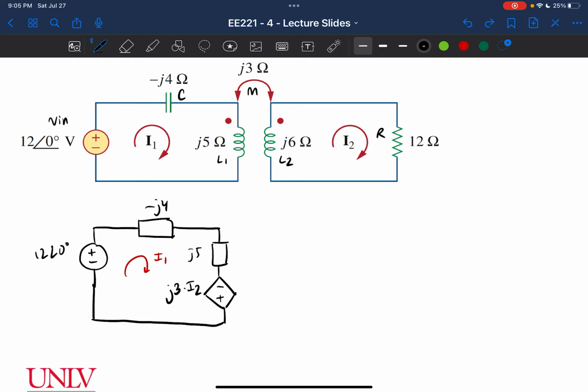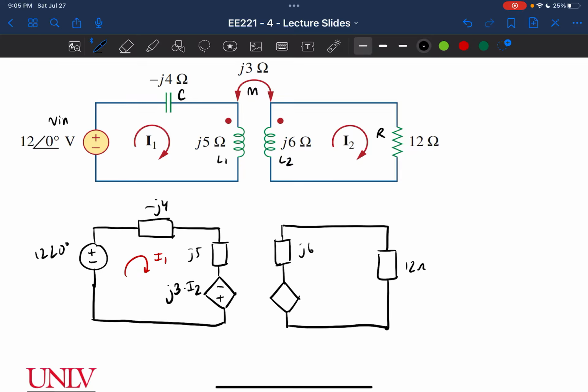So now let's do the second loop. Of course, I've got an impedance of this inductor, j6. We also know that we have a resistor of 12 ohms, okay? And lastly, we're going to have another dependent voltage source here, but we need to take into account the current flowing in I1 now, because that's the current that induces this voltage. So I1 is flowing into the dotted terminal of L1, which is going to force a current out of the dotted terminal of L2, okay?